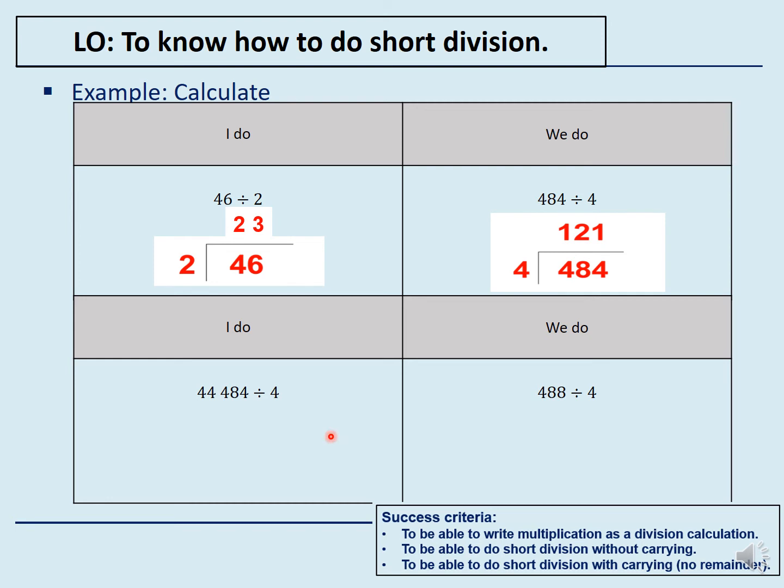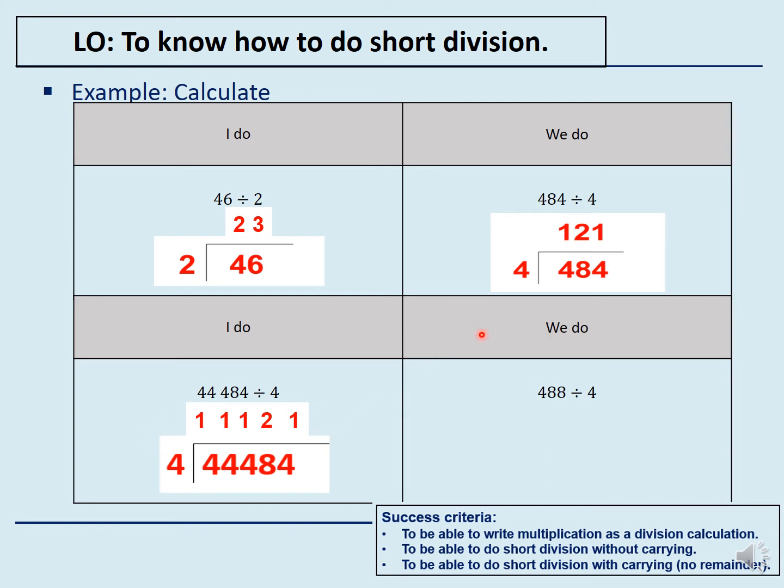I'll do one more example. Again, as I said, I write it as a bus stop method. So I do 4484 there, divided by 4. How many times does 4 go into 4? Once, no remainder. How many times does 4 go into 4? Once, no remainder. How many times does 4 go into 8? Twice, no remainder. How many times does 4 go into 4? Once, and no remainder. So this is the last answer.